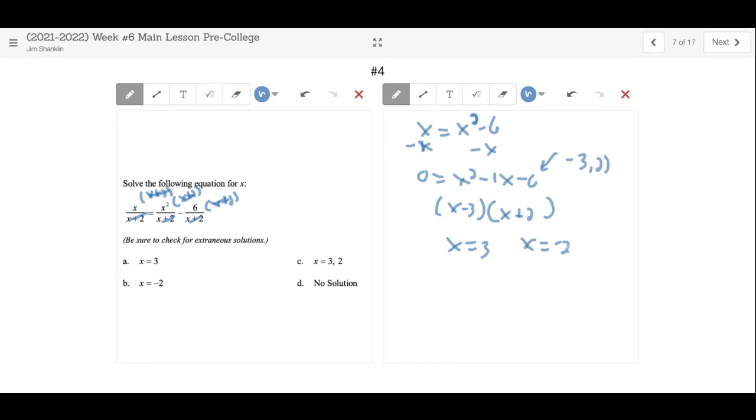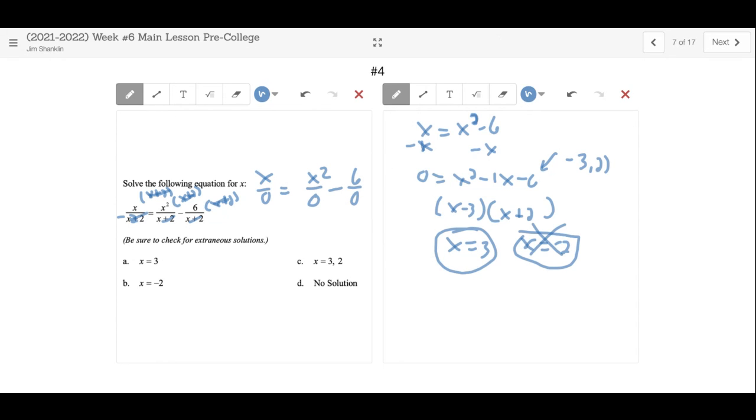Now, this is where you might get an extraneous solution. What does that mean? Well, it means that when you plug it in, it makes the problem not true. So for example, if I took negative 2 and plugged it in here, I end up with x over 0 is equal to x squared over 0 minus 6 over 0. Well, we know we can't divide by 0. So that is an extraneous solution. It doesn't work. That one's gone. So my answer is just 3. So my answer should just be letter A for this problem.